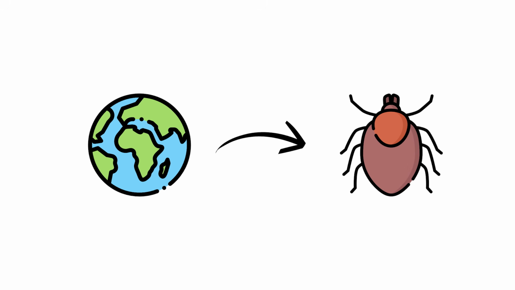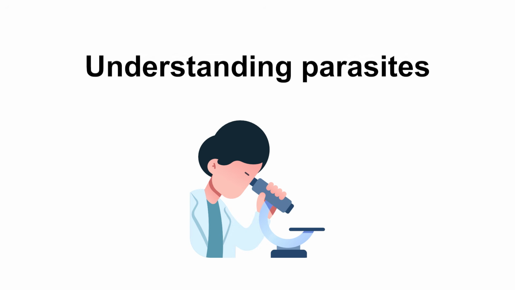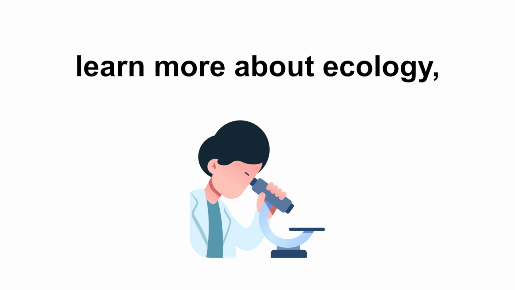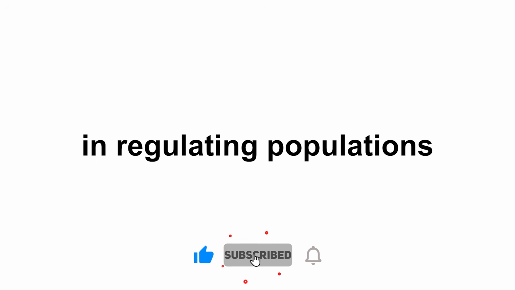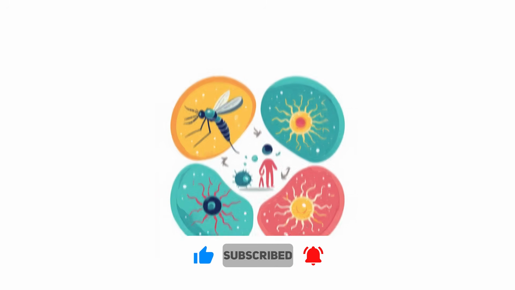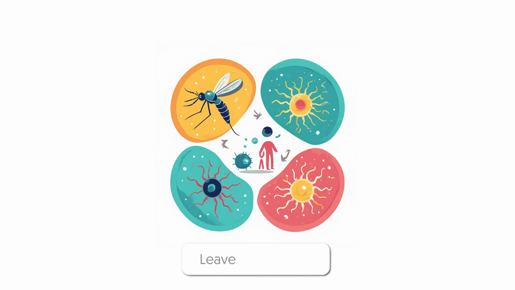Over millions of years, parasites have evolved specialized adaptations that allow them to attach to hosts, avoid immune defenses, and reproduce successfully. Understanding parasites helps scientists learn more about ecology, evolution, and disease. Although parasites are often associated with illness or harm, they also play important roles in regulating populations and shaping ecosystems. By examining the many different types of parasites and how they interact with their hosts, we gain insight into one of the most fascinating and complex relationships found in nature.